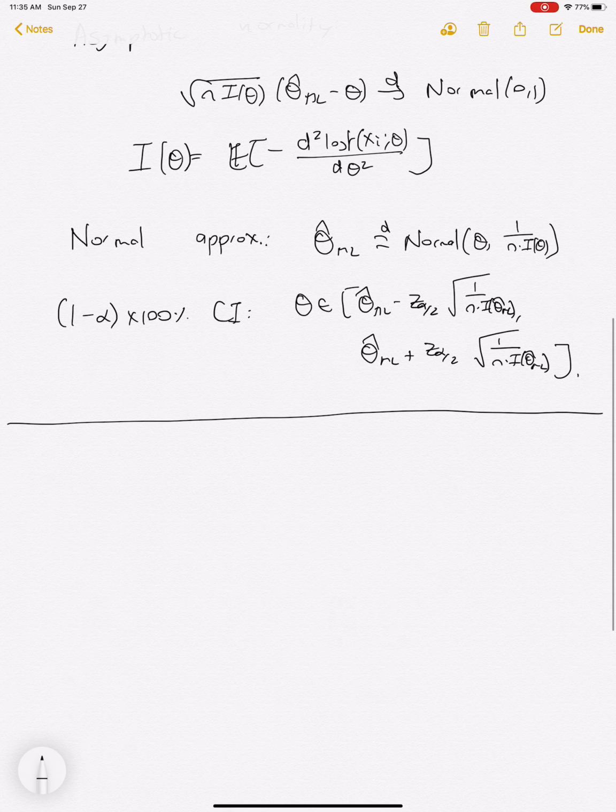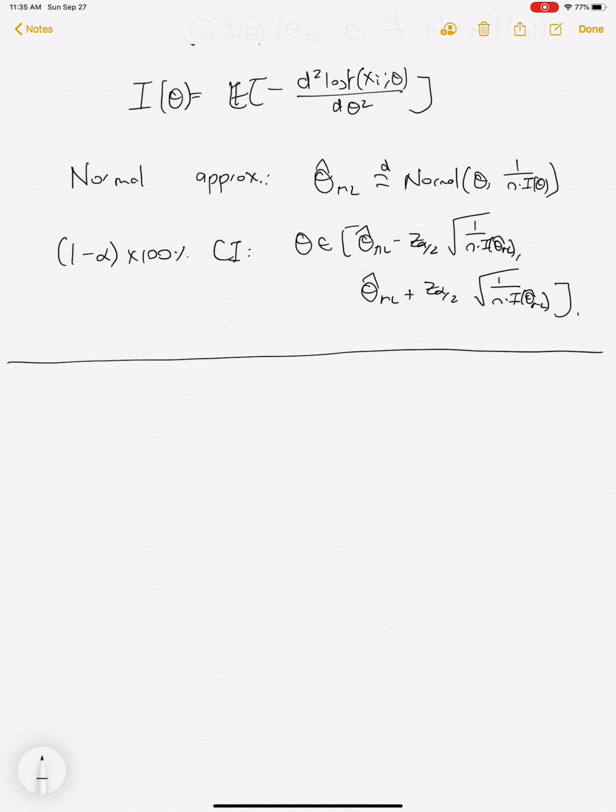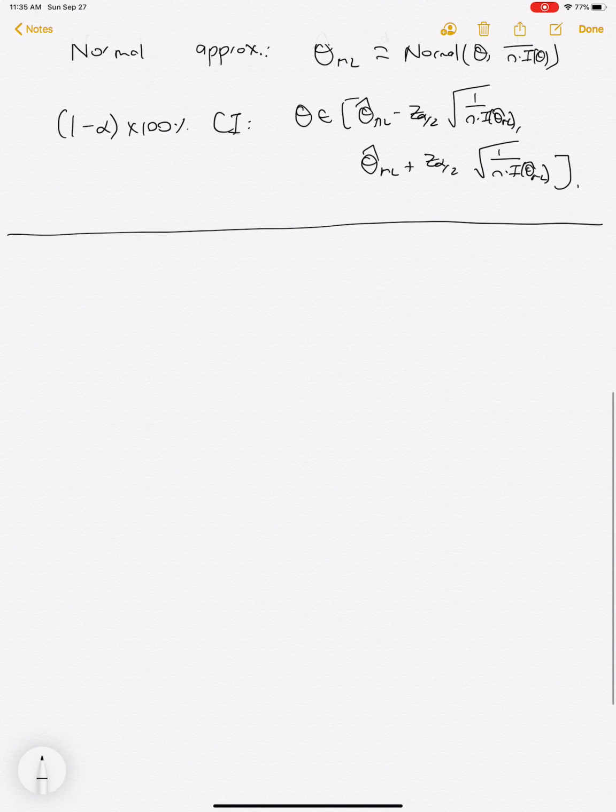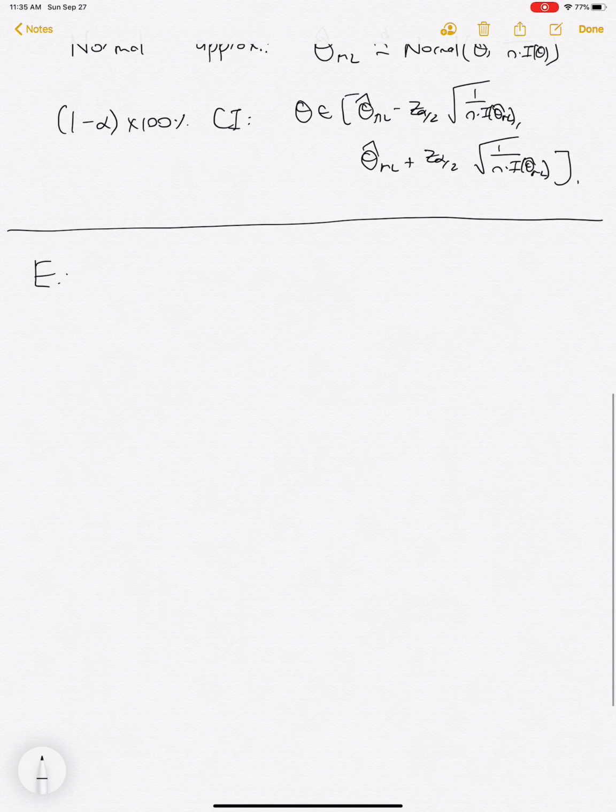Okay, and in the previous lecture we did a lot of calculations for how to find that Fisher information in various cases, just taking two derivatives of the logs and then taking the expectation of that random variable. So let's begin with an example where we put these ideas into practice. We're going to use an example from the previous lecture again, but put the ideas together to find a confidence interval.